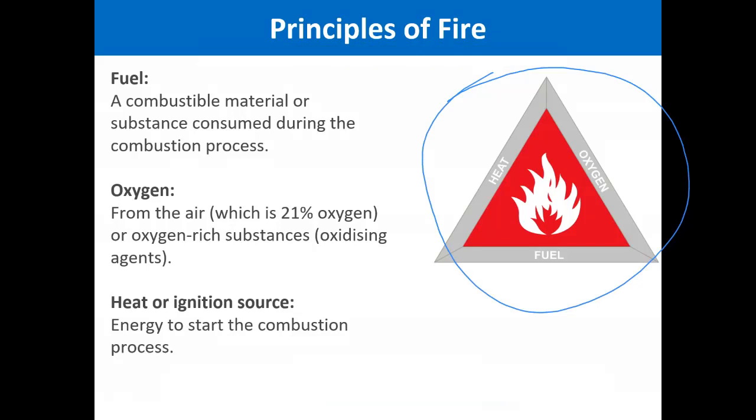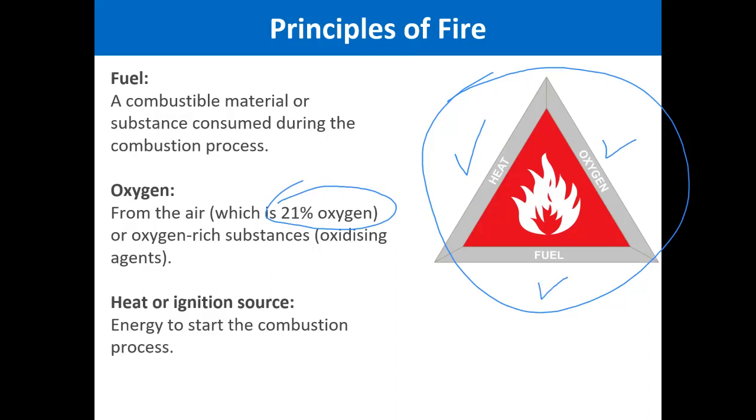First of all we need heat. Heat is basically the source of energy, the energy which causes the fire to start. Then there is oxygen. Oxygen is a gas present in the atmosphere at around 21%. And then finally there is fuel, something which has to burn.